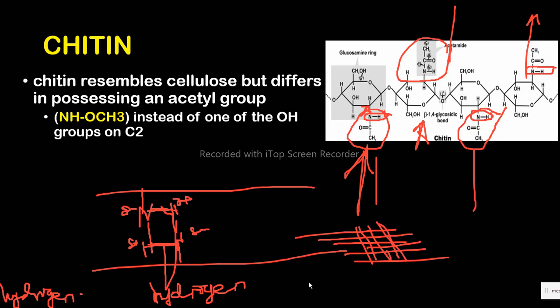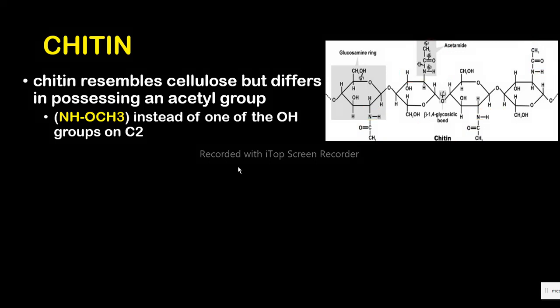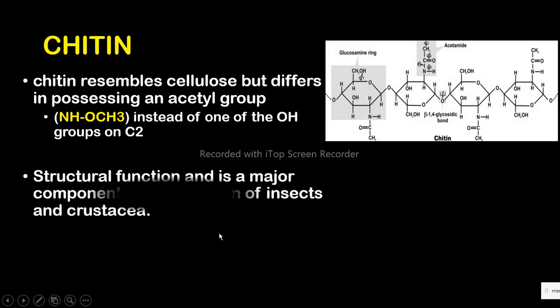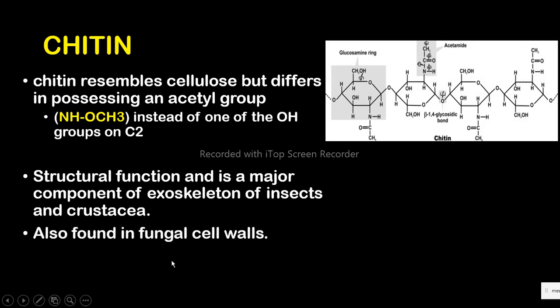However, unlike cellulose, which is in plant cell walls, chitin you find in insects, fungi, and some crustaceans. But it is also responsible for the formation of cell walls.